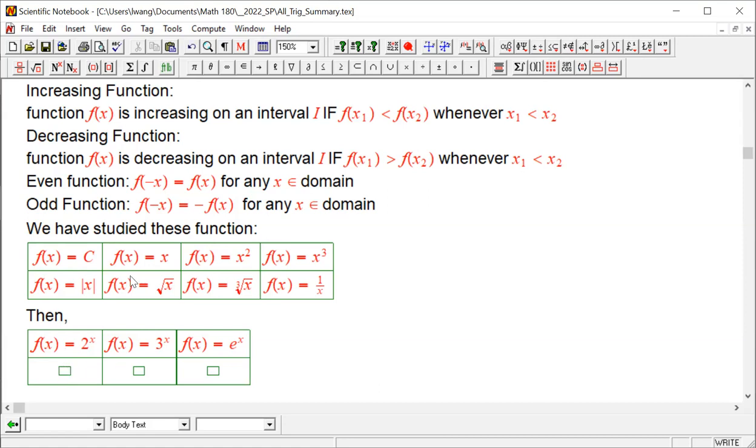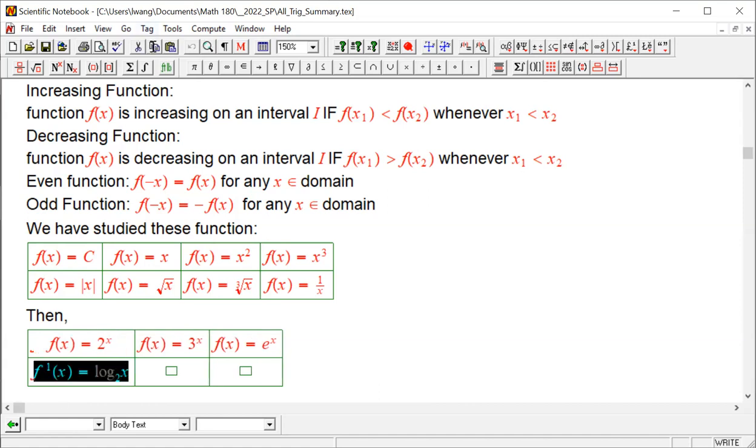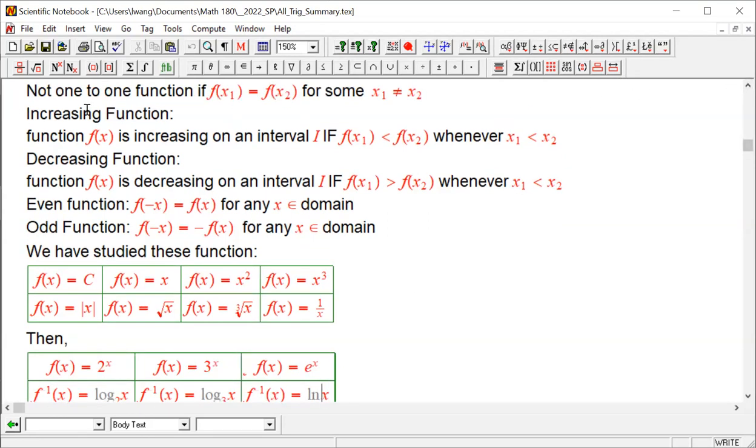Their inverses are log base 2 of x, and so let me put F inverse, right? These are pair by pair inverse functions of each other. And the inverse of 3 to the power x is the base 3 logarithm. And for e to the power x it is ln x. So we studied all of these functions, and for all of them we studied whether they're one-to-one, increasing, decreasing, even, odd.